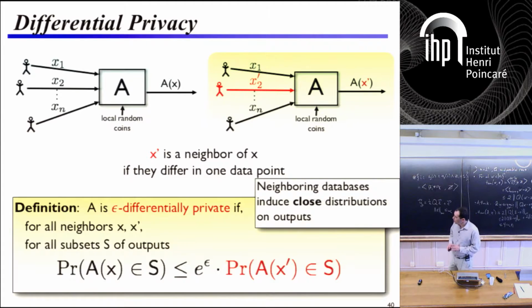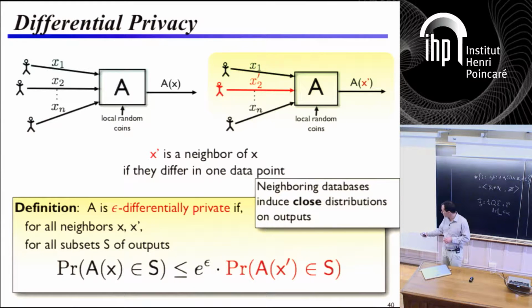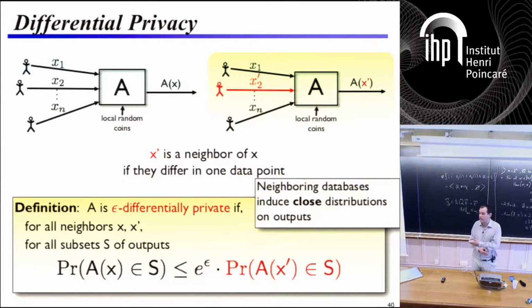More formally, we'll say that the algorithm A is epsilon differentially private if for all neighbors x and x prime and for all subsets of outputs S, the probability that A of x lies in S is at most e to the epsilon times the probability that A of x prime lies in the same subset. So for every event in the probability space, the probability of that event should go up by at most a factor of e to the epsilon. Because x and x prime are symmetric here, it also means it goes down by at most e to the epsilon.